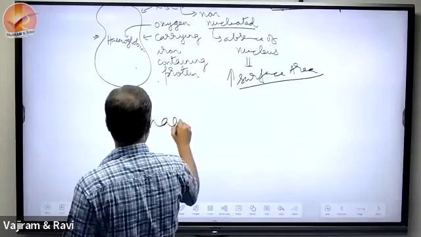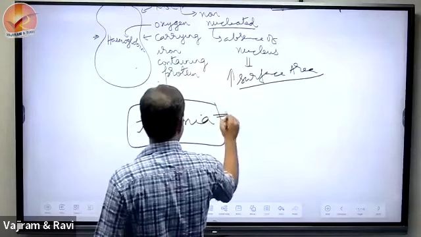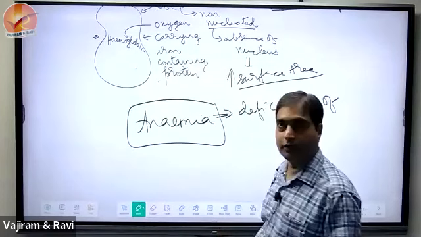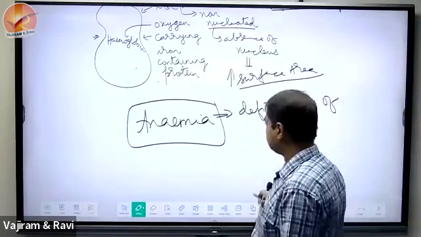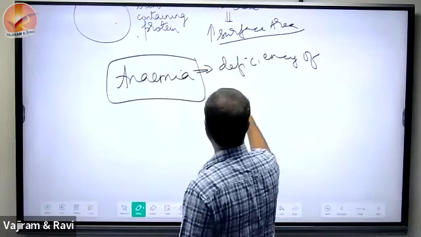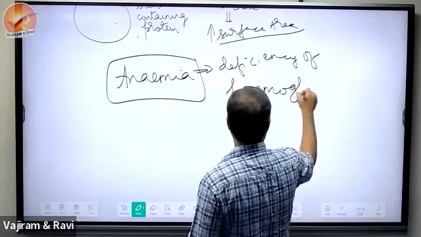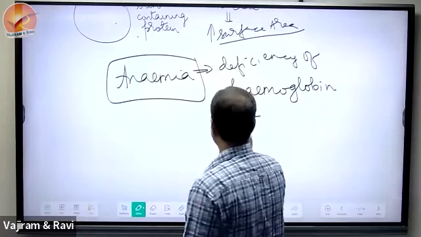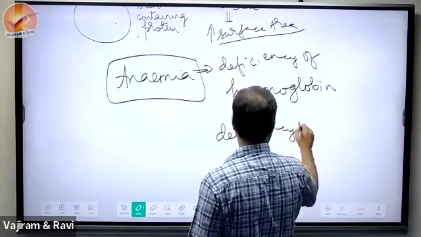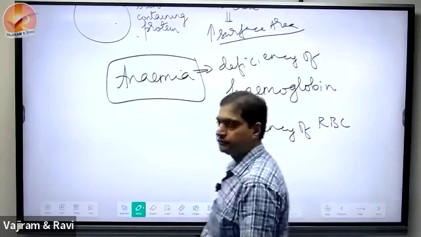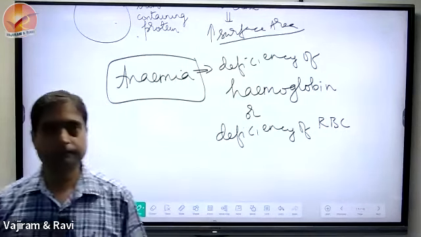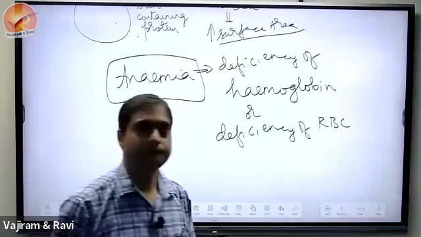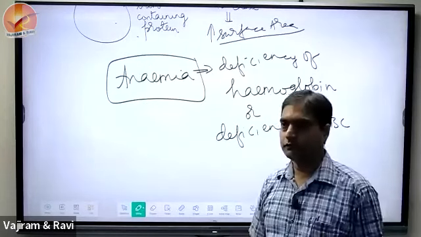Now write the term anemia. Anemia means deficiency of what? Hemoglobin. Deficiency of hemoglobin or deficiency of RBC. That is known as anemia. So this is called anemia.